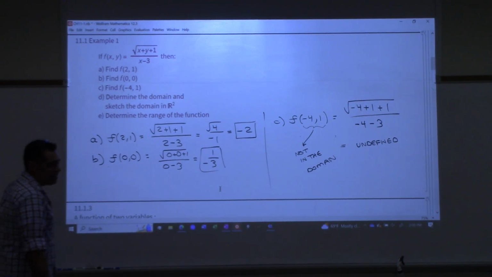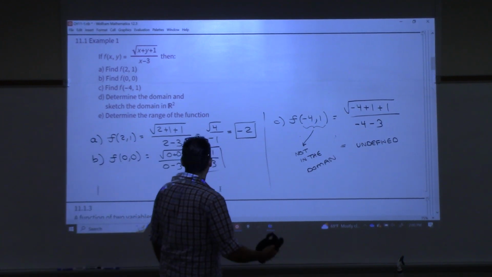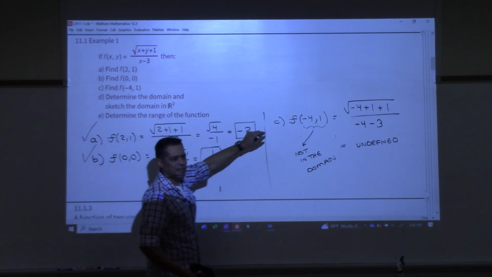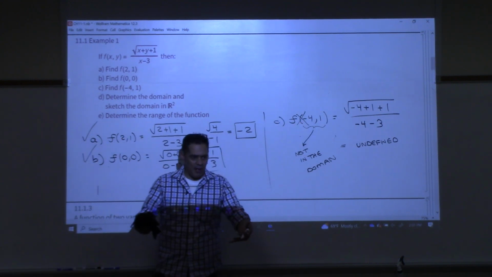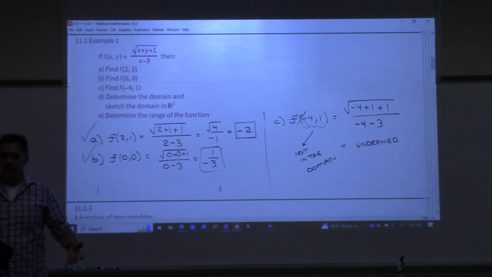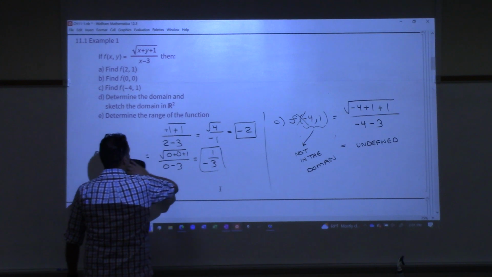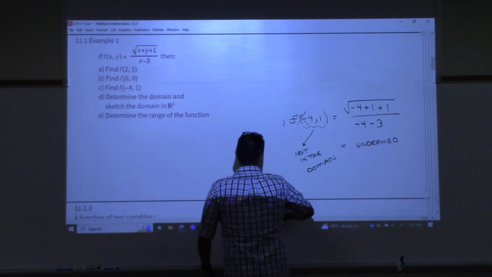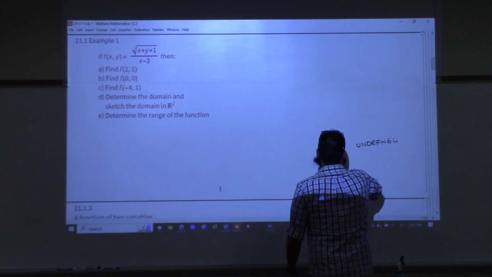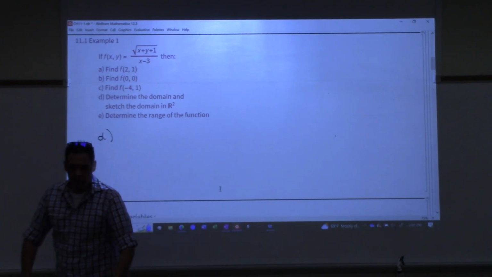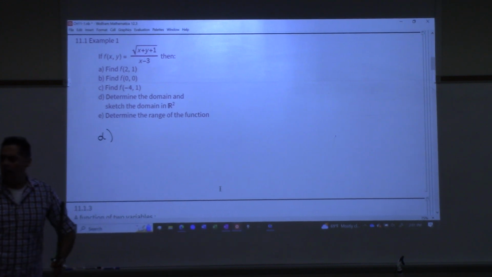All right, now let's determine the domain. If some points can get plugged in and some points cannot, then I want you to tell me what points can and what points can't. They live on a sheet of paper, right? It's basically like the ground here. Tell me all the points on the ground that can be plugged in. So the way I'm going to do part D is this. I'm going to analyze the function and see where I have problems.